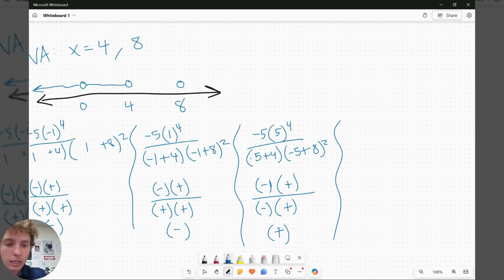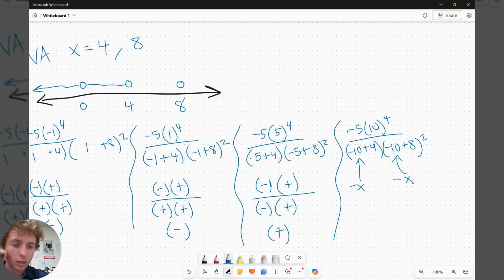And lastly, to the right of 8, maybe you choose a value of 10 and see what happens. So negative 10 plus 4, negative 10 plus 8. Again, the reason these ones are changing is it was negative x in both of those spots. So the 10, the 5, the 1s, they did change signs when you plugged them into the bottom. Okay, just a reminder there so we're on the same page.